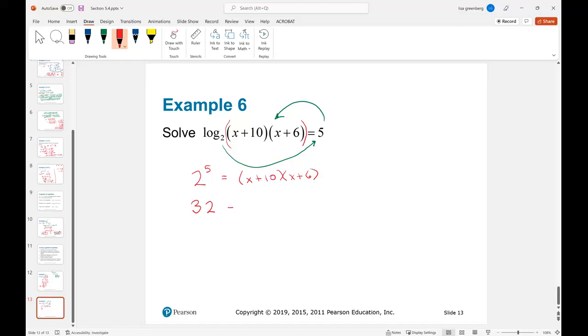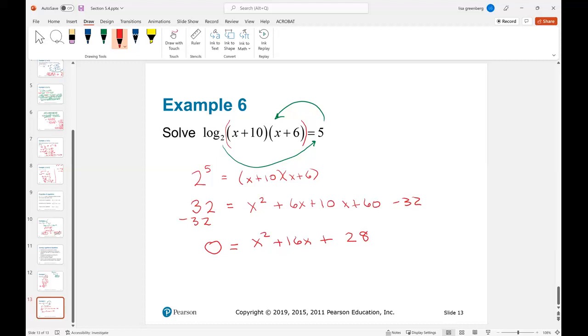So we have 32 is equal to x plus 10 times x plus 6. So we're going to FOIL that. We get x squared plus, I'll do it slow, 6x plus 10x plus 60. And remember, whenever we do this also, we have to make it equal 0. So while I'm doing it, let's subtract 32 from both sides. And we get 0 equals x squared plus 16x plus 28. Okay.